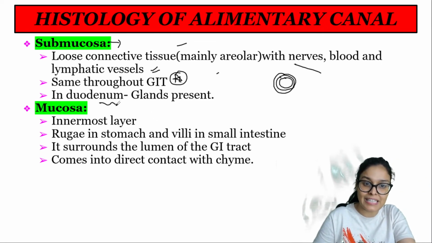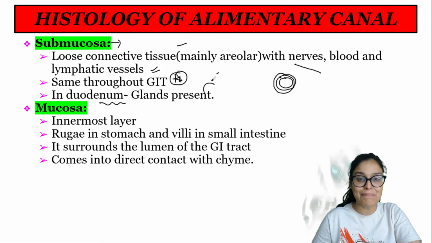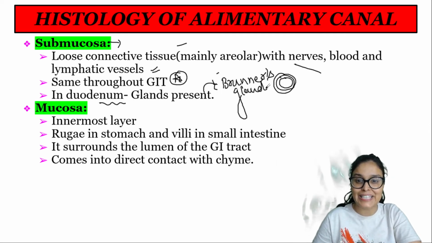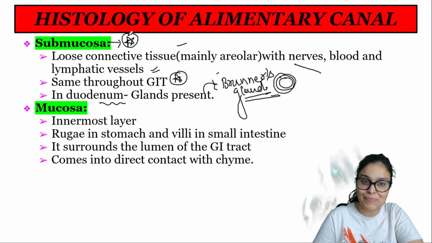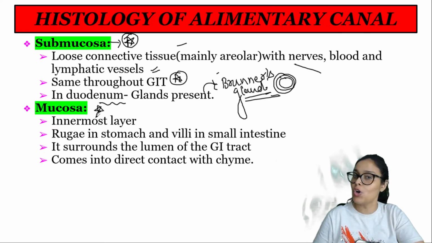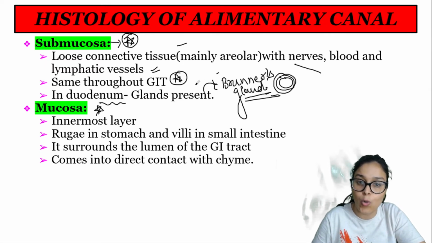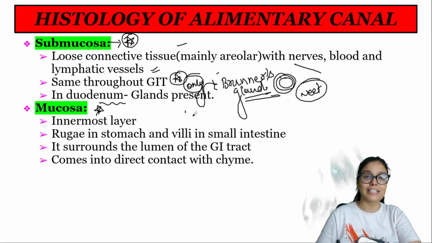But in the duodenum there is an exception: in the submucosa there is no gland anywhere in the GIT except the duodenum. In the duodenum there is a gland known as Brunner's gland, that we will be doing in the physiology part. This Brunner's gland is the exception because in the duodenum this gland is present in the submucosa layer, and all the rest of the alimentary glands are present in the mucosa layer, not in the submucosa. This is the only gland present in the submucosa layer. NEET question. I have told you many NEET questions from these topics.